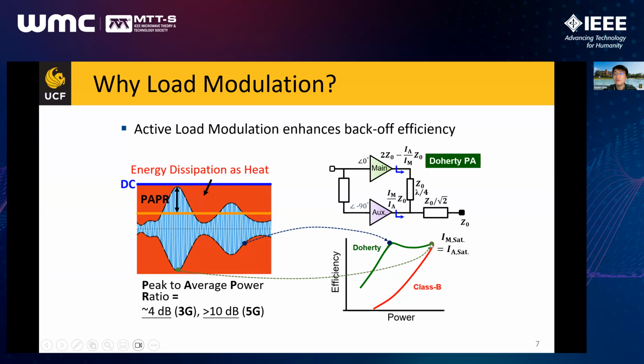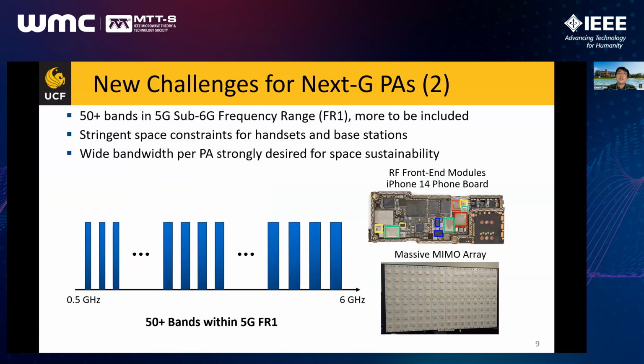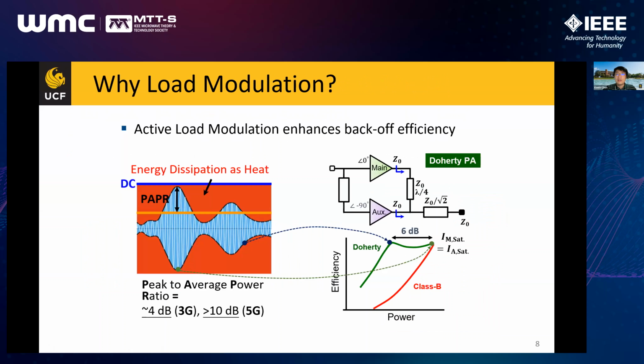In full saturation, the main and auxiliary amplifiers will generate the same amount of power or current, so that their load impedances are equalized and close to Z0, or the RLOPT in the PA design. So with the Doherty PA, as you can see, we can achieve a very nicely enhanced efficiency curve, such that we can achieve much higher efficiency when transmitting this modulated signal. So this is why we need load modulation.